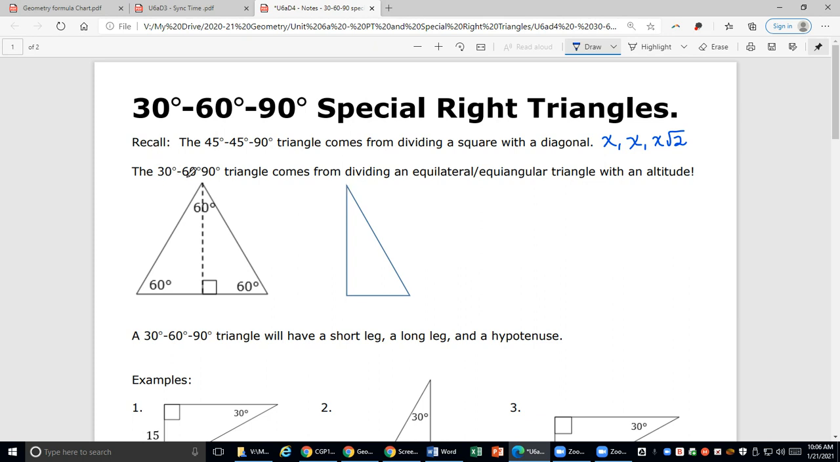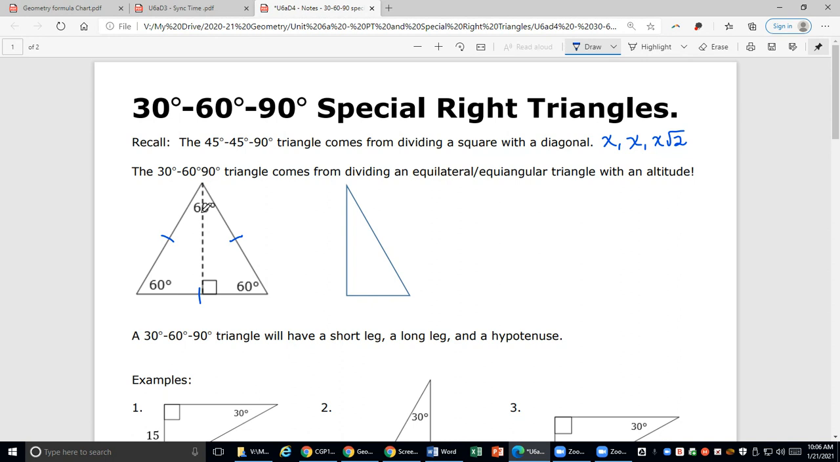But today we're going to focus on our 30, 60, 90 triangle, which comes from dividing an equilateral, equiangular triangle with an altitude. Remember, if it's equilateral, all of these sides are exactly the same. If it's equiangular, all of these angles are exactly the same. So you can see they're all 60, so they add up to 180.